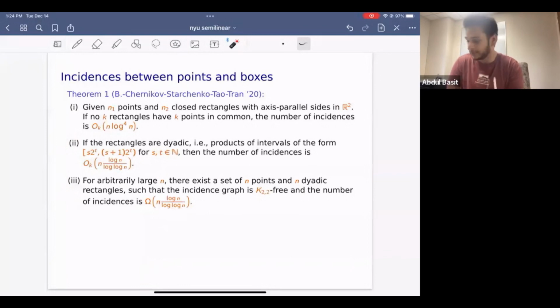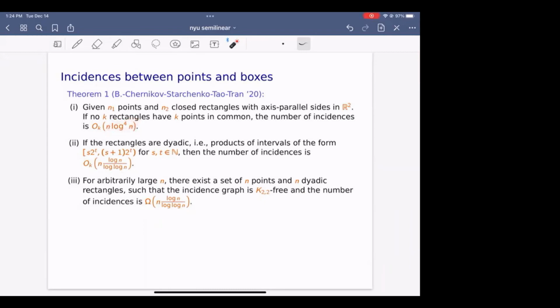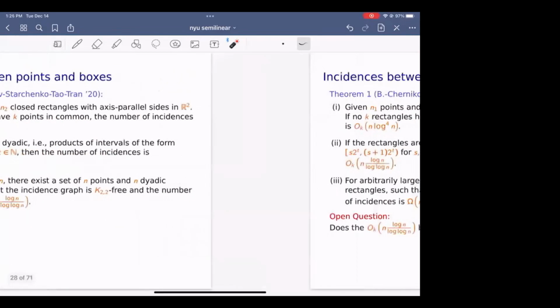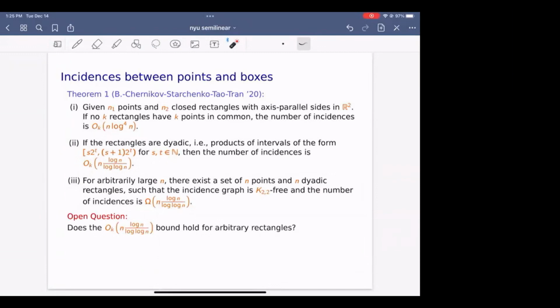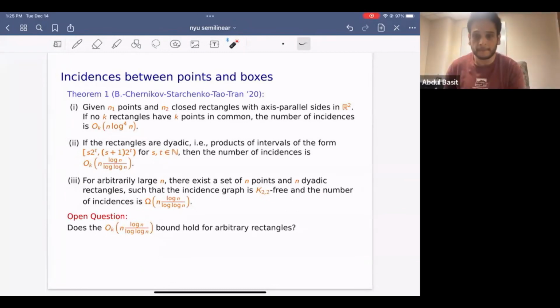For arbitrary axis parallel rectangles, we're not sure if this log factor is tight, or whether the 4 should be there or not. So I guess that's an open question: does this lower bound hold for arbitrary axis parallel rectangles? So the dyadic rectangles are not a semi-algebraic graph, right? No, that's in a different setup. Okay. Yeah.